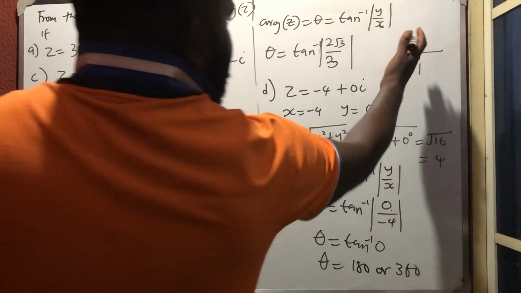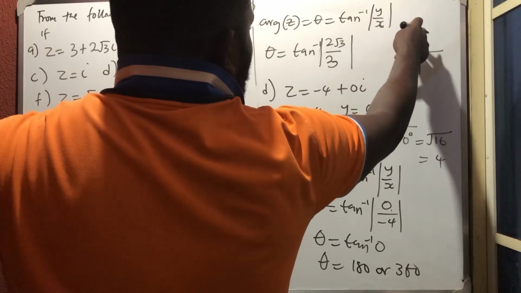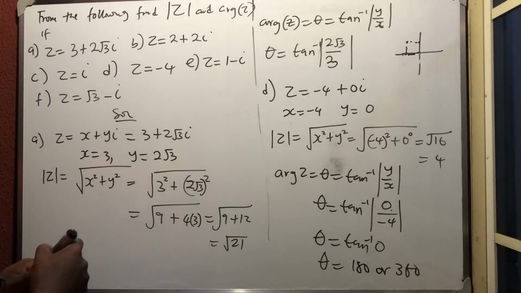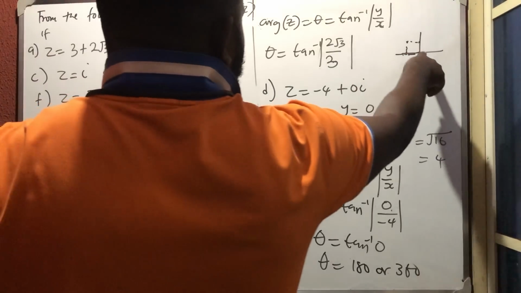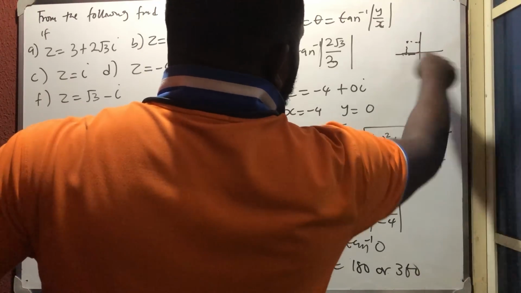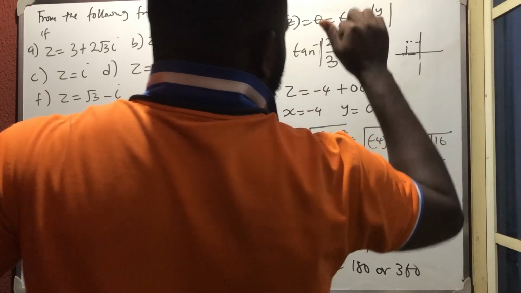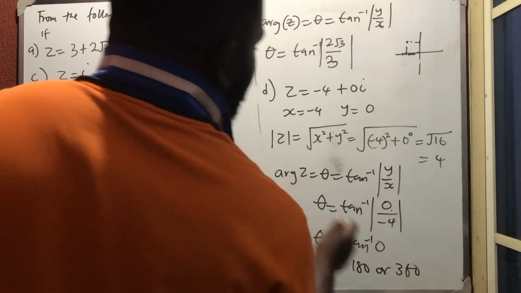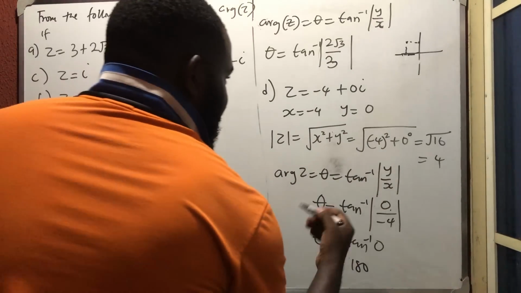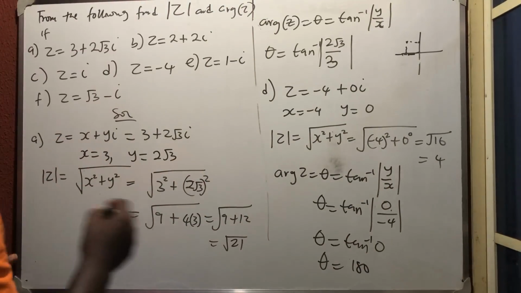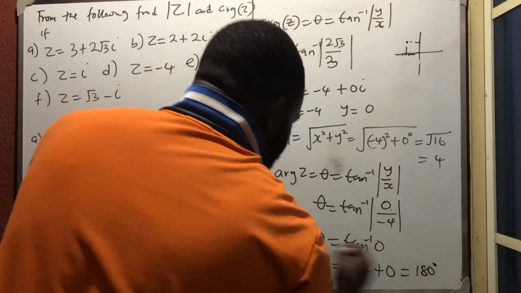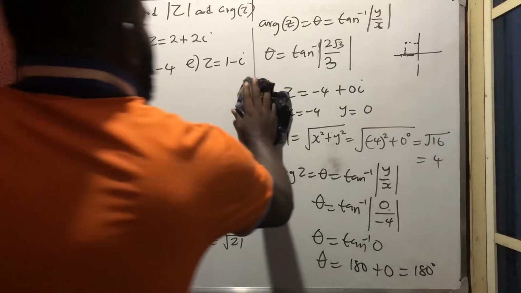Since it falls at this side, it could be either in the fourth quadrant or the third quadrant, on that range. But I think the answer should be 180, because the 180 is on this straight line, but tan 360 is still 0. So I think it's 180 degrees, just the 180 plus 0, which is 180 degrees. That is that.